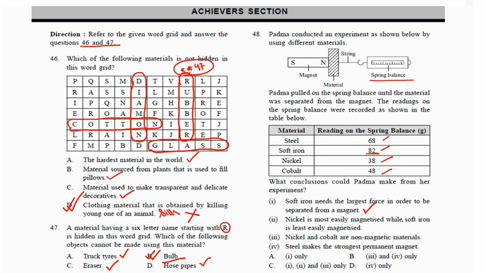Nickel is most easily magnetized while soft iron is least easily magnetized. This is wrong because soft iron is very easily magnetized. Nickel and cobalt are non-magnetic materials. This is wrong because nickel and cobalt are magnetic materials. Steel makes the strongest permanent magnet. This is wrong actually. Okay. So iron makes the strongest permanent magnet. So the correct answer should be option number A. That means only one option, the first option, is the correct one.